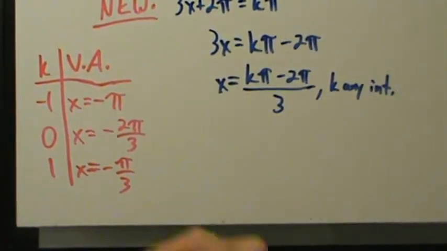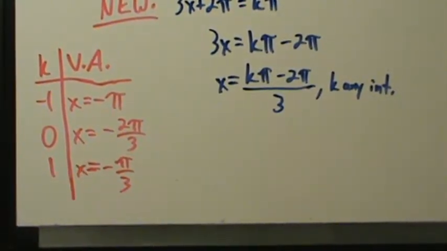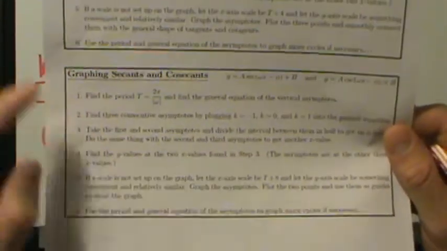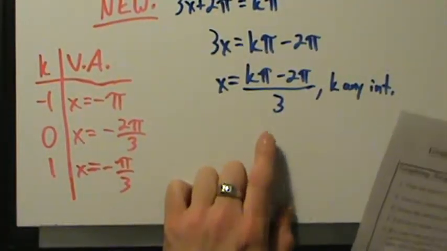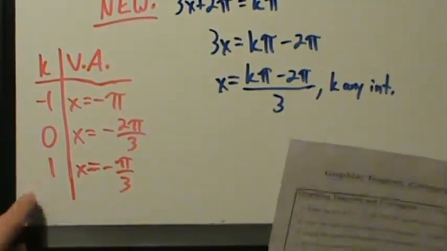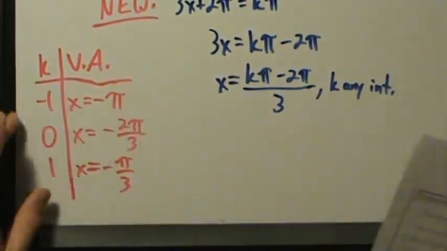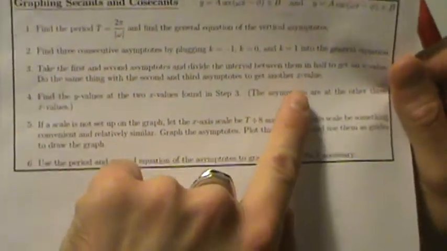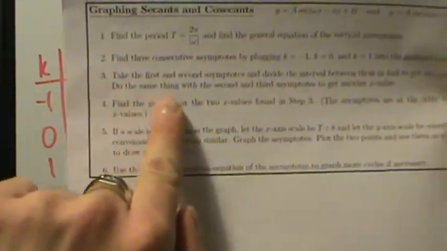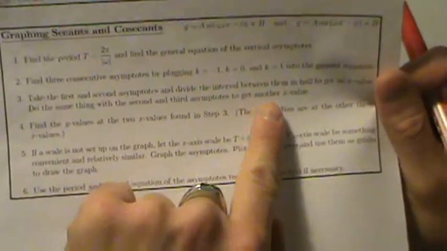Okay, so that's it for that step, right? Yeah, step 2. Find 3 consecutive asymptotes by plugging k equals -1, 0, and 1 into the general equation. This is what we just did. And again, we don't have to use these values of k, but just to keep it standard, let's go ahead and just use those values. All right, now what's next? Take the first and second asymptotes and divide the interval between them in half to get an x value, and do the same thing with the second and third asymptotes to get another x value.